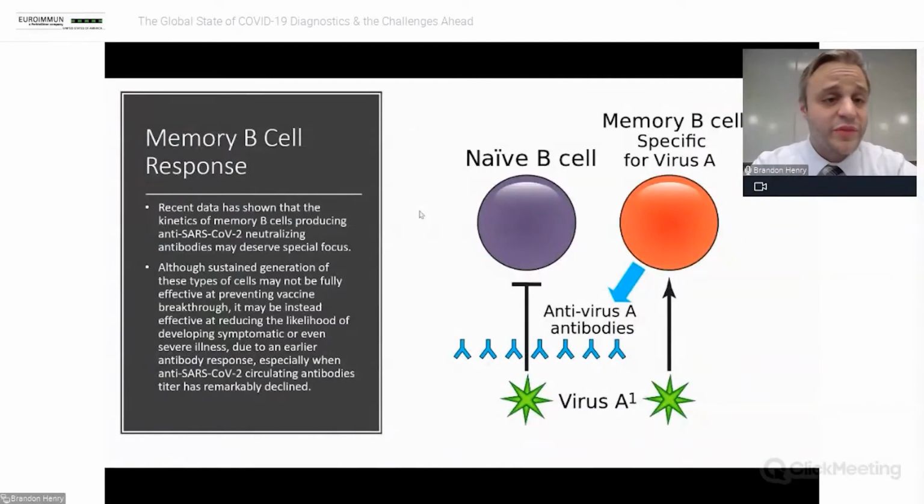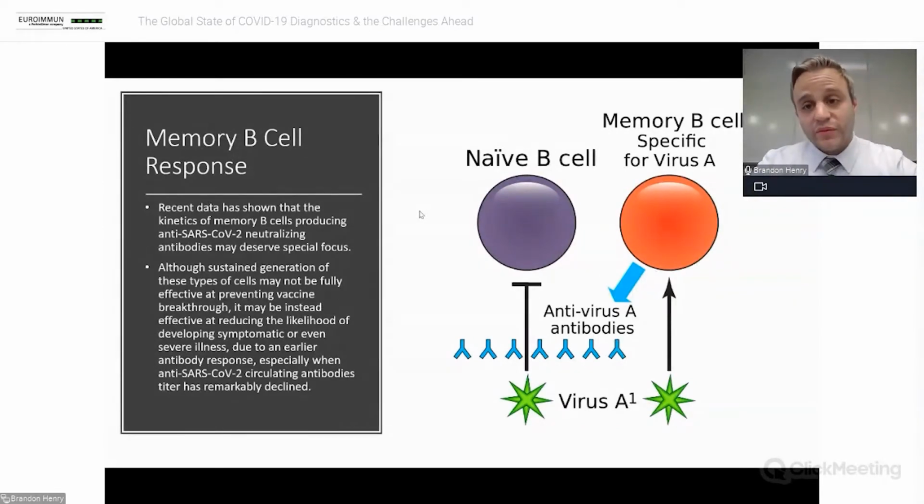Now we're going to talk about memory B cells. That's the third monitoring. Recent data has shown that the kinetics of memory B cells producing anti-SARS-CoV-2 neutralizing antibodies made it their special focus. Although sustained generation of these types of cells may not be fully effective at preventing vaccine breakthrough, it may instead be effective at reducing the likelihood of developing symptomatic or even severe disease due to an earlier antibody response in patients who have B memory cells.